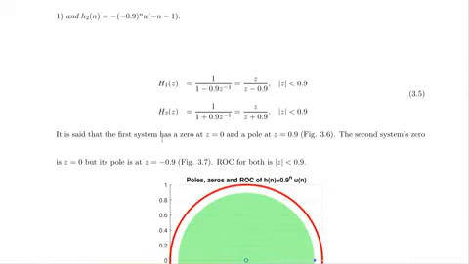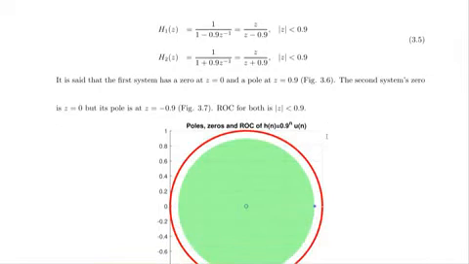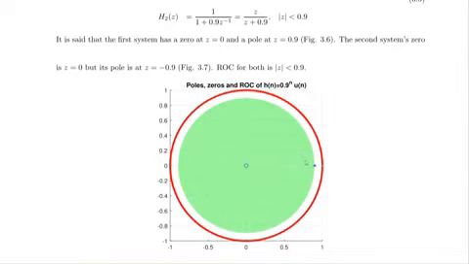It's said that the first system has a zero at z equals 0, or the origin, and a pole at z equal to 0.9, figure 3.6. For the second system, the zero is at the origin and the pole is at minus 0.9. The ROC for both systems is abs of z less than 0.9. Here you see the ROC not including the pole but lying below it. Okay?